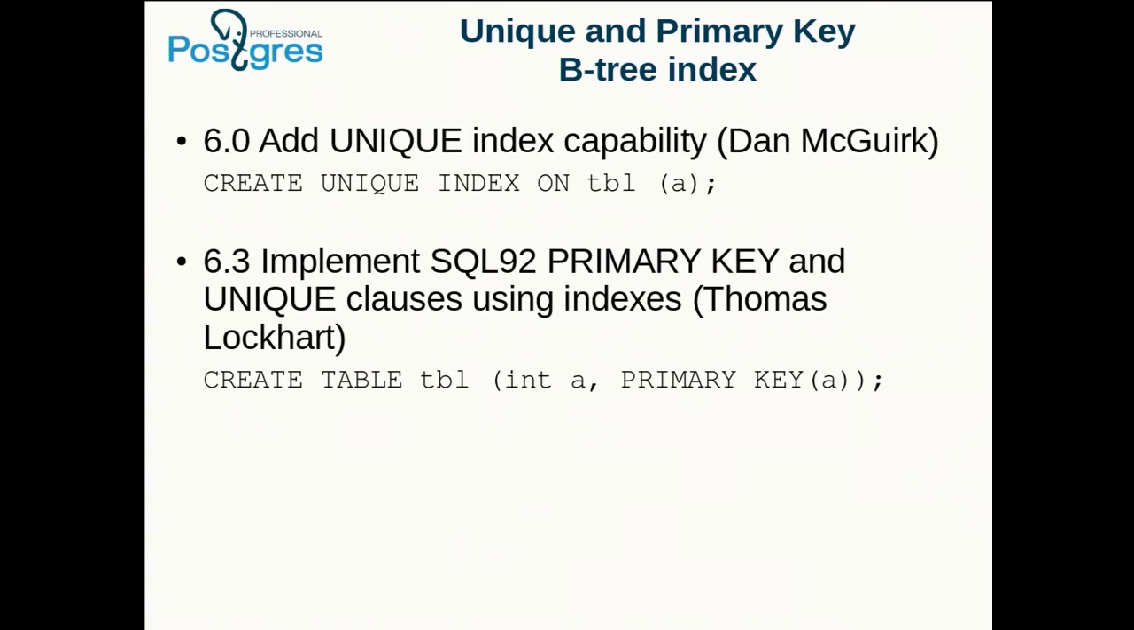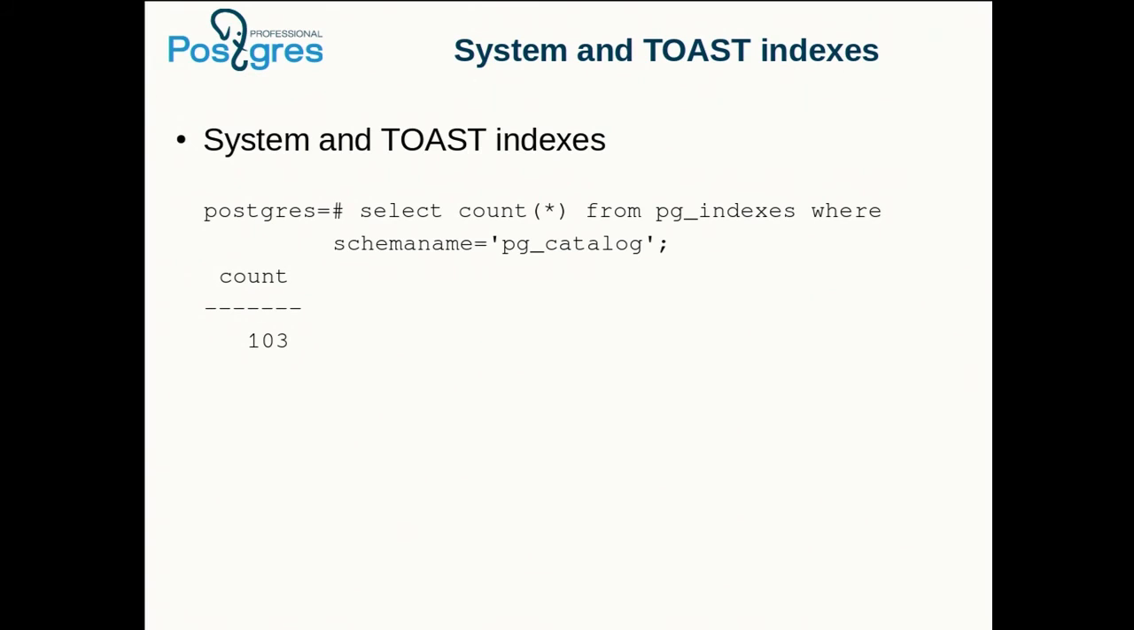First of all, B-tree provides support of unique indexes and primary key constraints. It is the default index type for these constraints, and so it's very widely used in almost every database. Next thing is that system and toast indexes are also B-tree. Even if you have no B-tree index of your own, you already have about 100 indexes on the system catalog, and that's one of the reasons why B-tree development is so complicated. We do not want to break everything, including system catalog and toast, by just improving B-tree indexes. You know, it's a bit hard to debug, it's a bit hard to cope with.